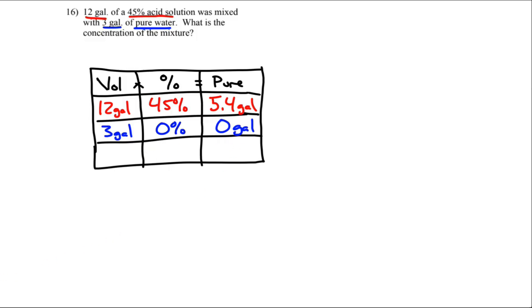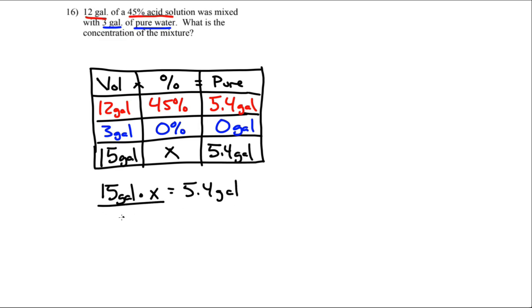And so now we have the mixture. The mixture is the one that's going to be right here. Well, if I take 12 gallons of something and add it to 3 gallons of something, I'm going to end up with 15 gallons of something. And within that 15 gallons, we have 5.4 gallons of pure acid plus 0 is just going to be 5.4 gallons. And so if I call the percentage X, I'm going to say 15 gallons times X equals 5.4 gallons.